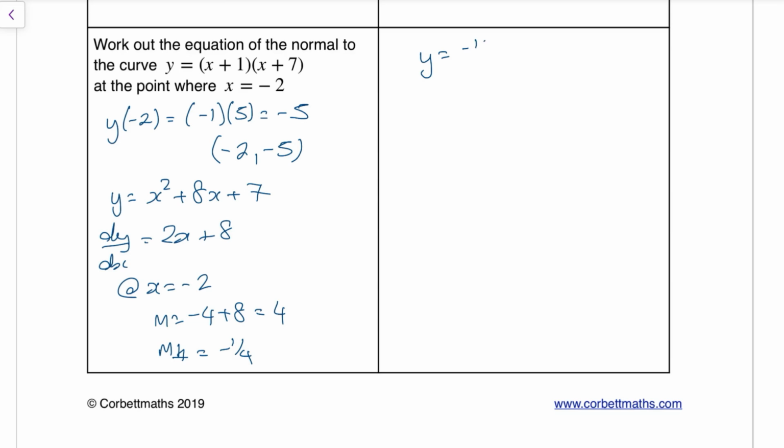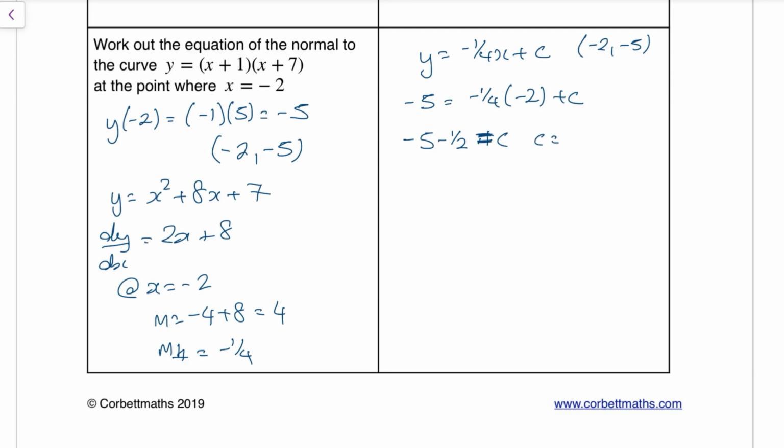Which means the equation of my normal is going to be y equals minus a quarter x plus c. And I'm going to use the point I've worked out, which is minus 2, minus 5. So therefore minus 5 is equal to minus a quarter times minus 2 plus c. Minus 2 times minus a quarter is plus a half. So we're going to take away a half, which means that c equals minus 5 minus a half.